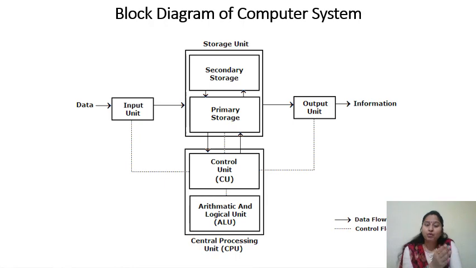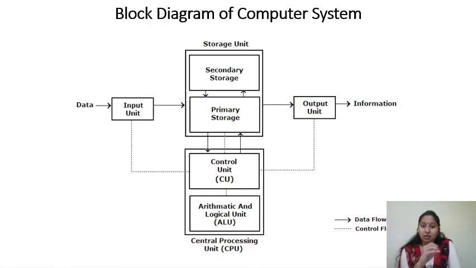Okay, so for example, whatever data is entered by the user through input device, until and unless the control unit passes the control signal to the input device, it will not take the data and it will not enter the data in the storage device. So each and every activity is controlled by the control unit, so it will pass these acknowledgement signals to the other devices.